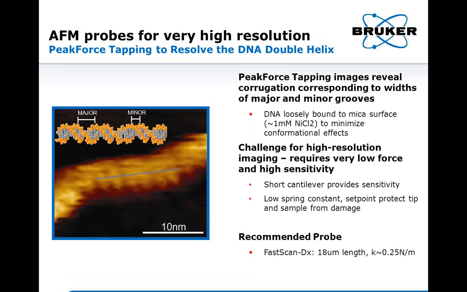And for our last example, we're going to take a look at some high-resolution imaging of DNA. Here, PeakForce tapping is again used in fluid to image DNA that is loosely bound to the sample surface. What is amazing here is that we were able to see both the major and minor grooves of the double helix. To achieve this high resolution, a very sharp probe is required, and a short cantilever with a very low spring constant increases the sensitivity and at the same time protects the tip and loosely bound sample from sample damage. The probe best suited for this application is the Fast Scan DX with the short 18 micron cantilever and low spring constant of 0.25 newtons per meter.